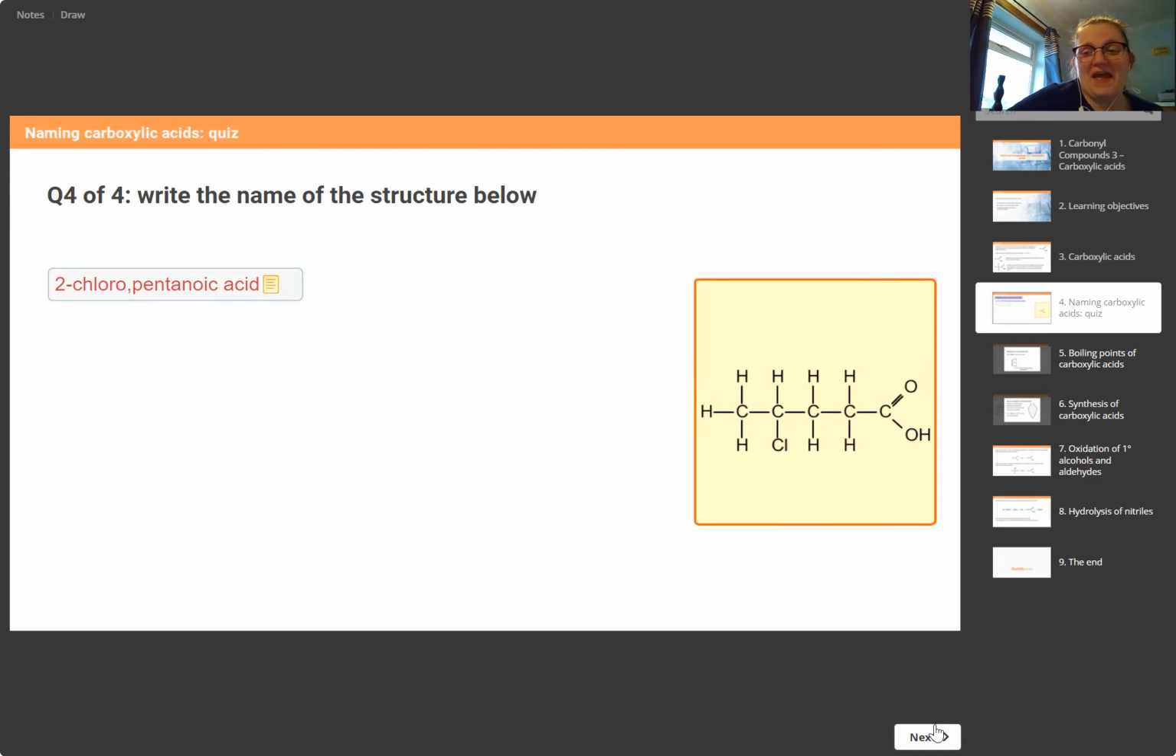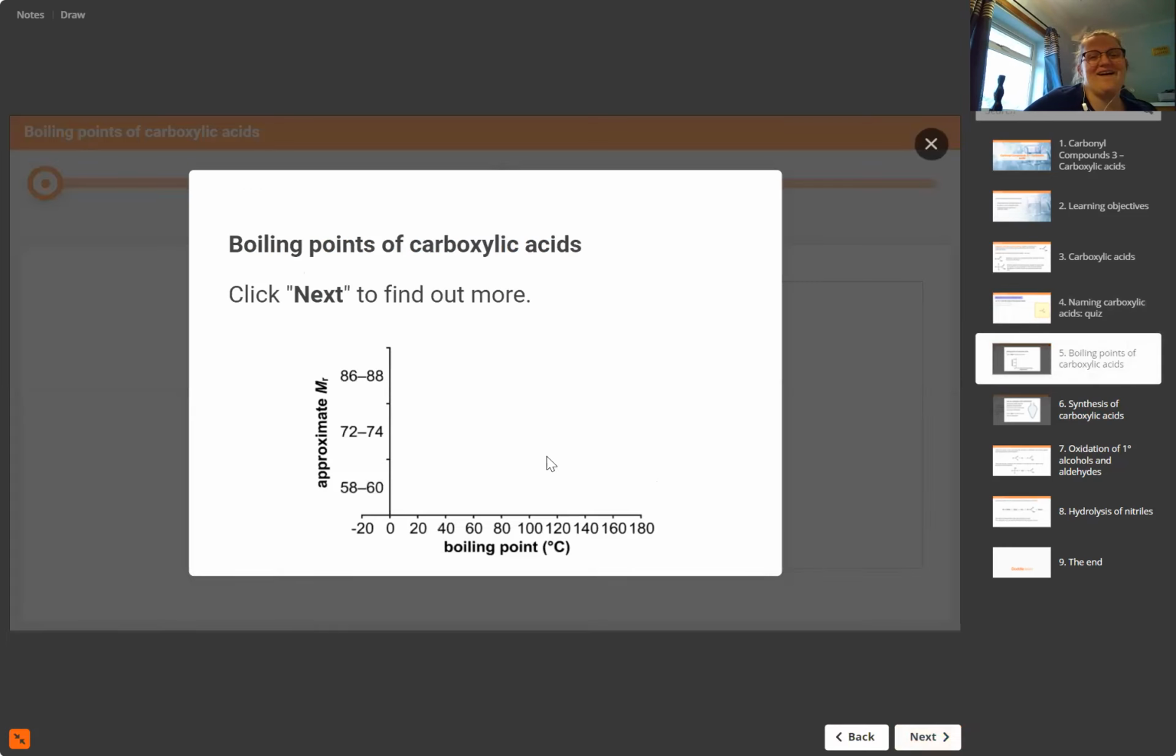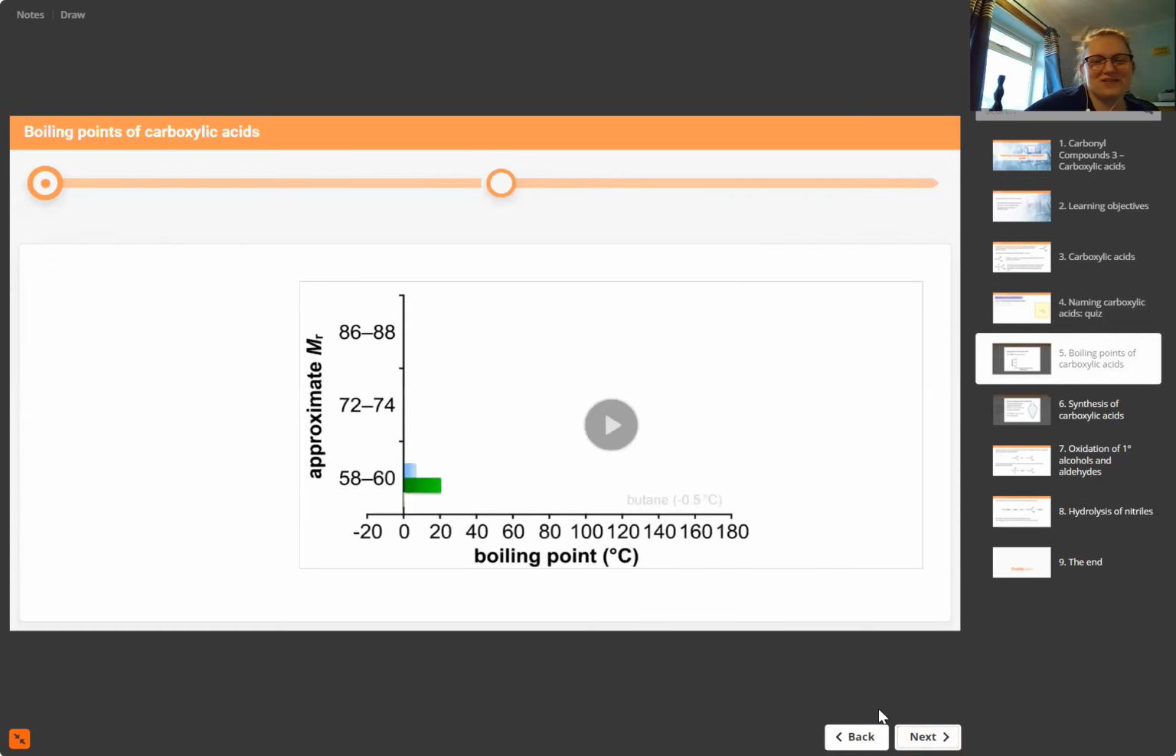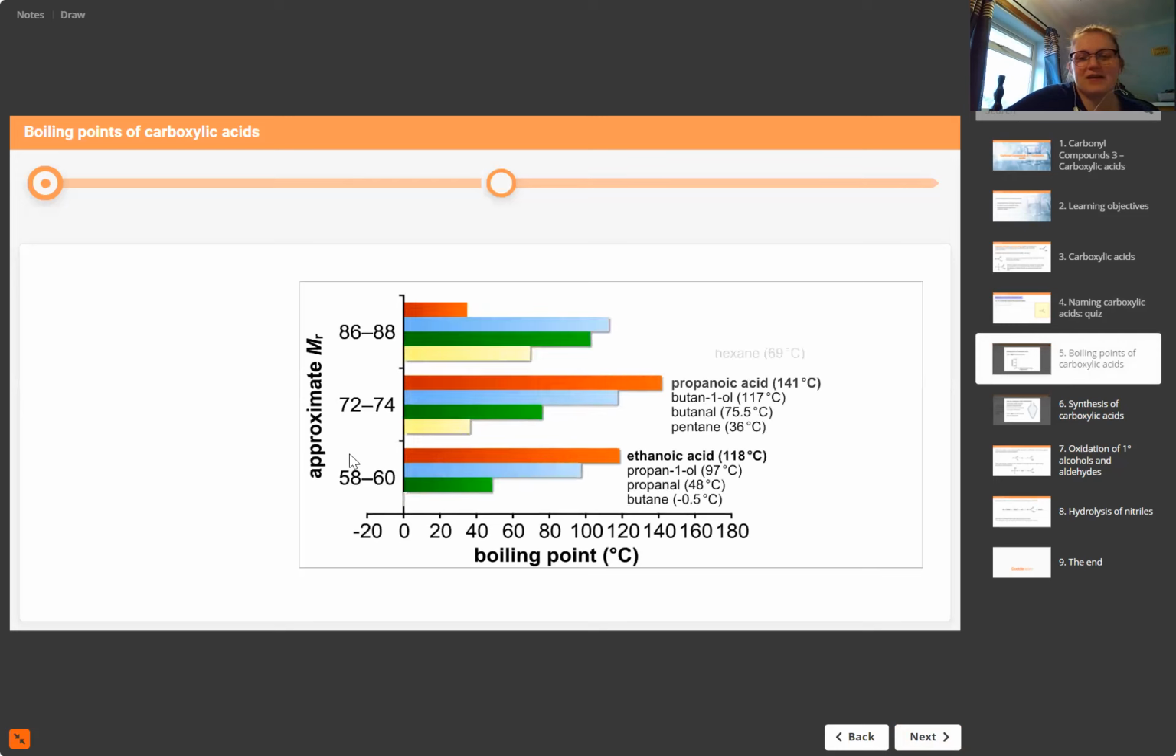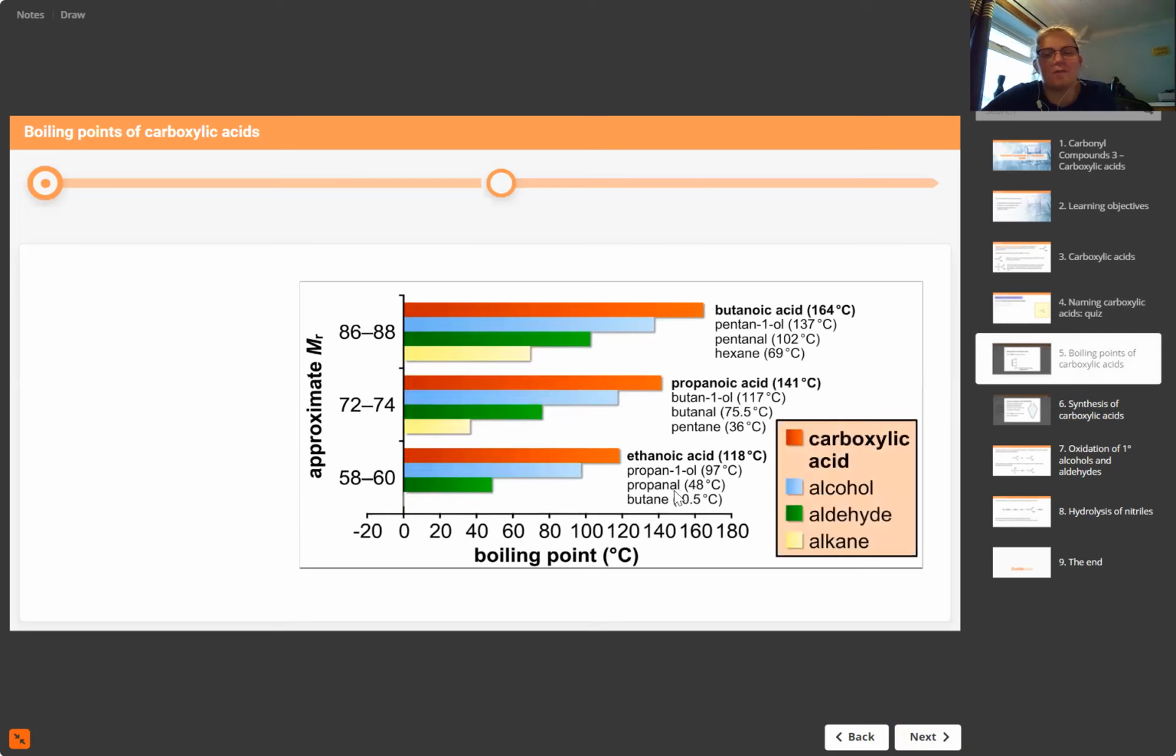So sorry about that. So boiling points of carboxylic acids. We're just going to have a look at what happens with their boiling points. So, we're going to compare them to alkanes, aldehydes, alcohols, and carboxylic acids.